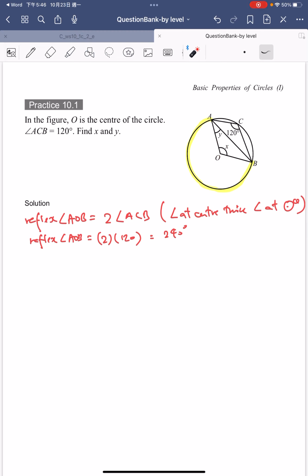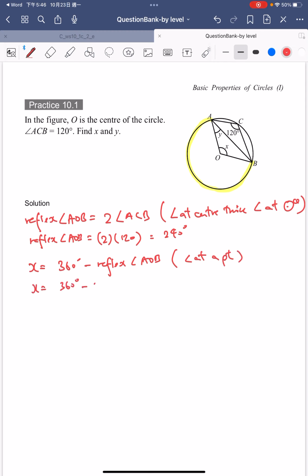Now, because the whole point is 360 degrees, to find X we just use 360 minus 240. So X is equal to 360 degrees minus the reflex angle AOB, by using the angle at a point. Then X is equal to 360 minus 240, which is equal to 120 degrees.